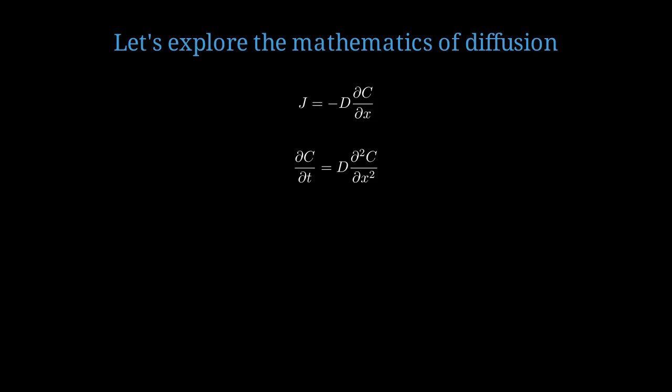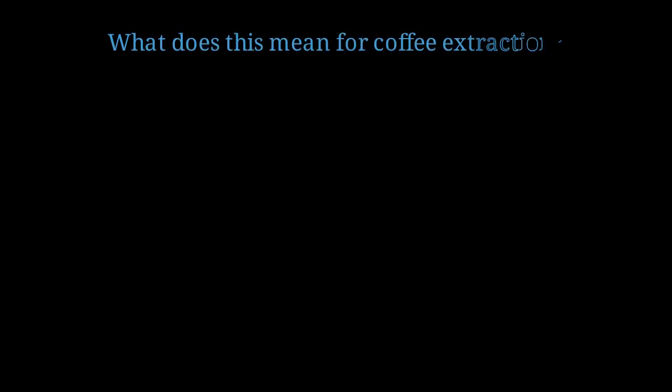To understand this rigorously, we need to examine Fick's laws of diffusion. This is the fundamental physics governing extraction. Fick's first law states that the flux J of a solute is proportional to the negative gradient of concentration. D is the diffusion coefficient, and partial C over partial x is the concentration gradient. Fick's second law describes how concentration changes over time. Partial C over partial t equals D times the second spatial derivative of concentration. What does this actually mean for our coffee?